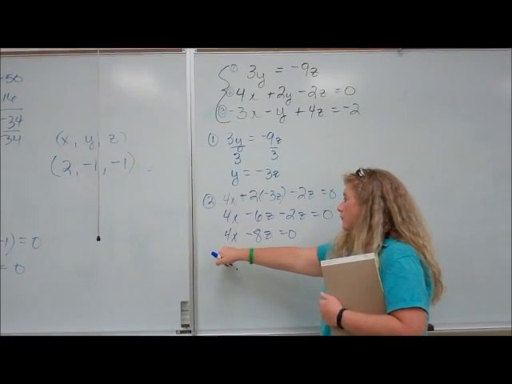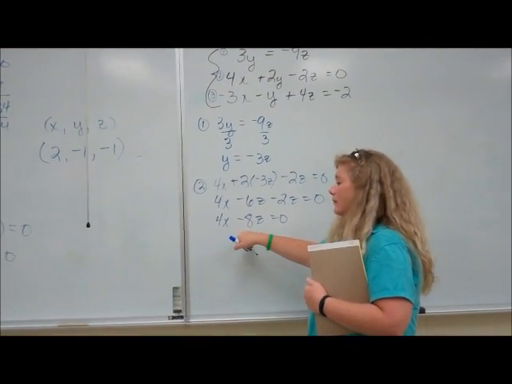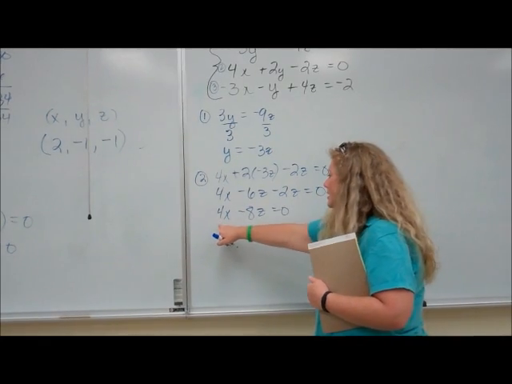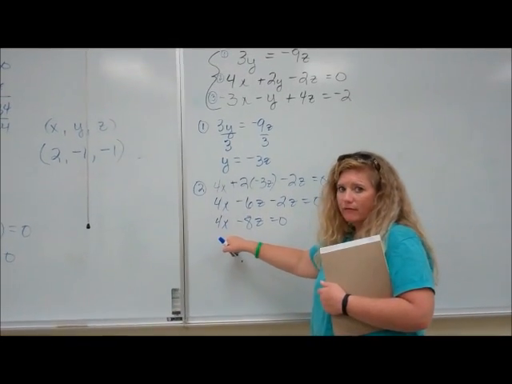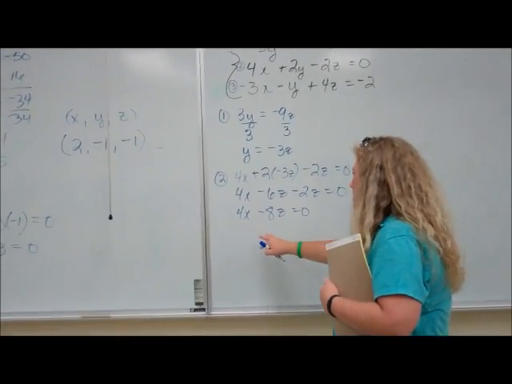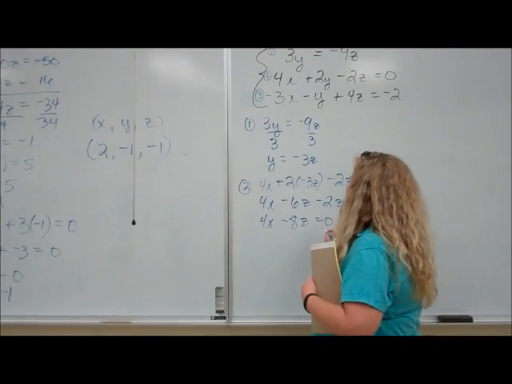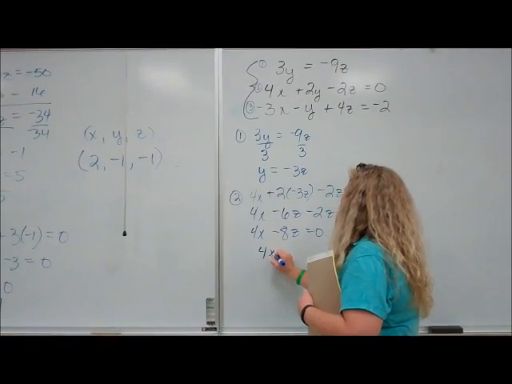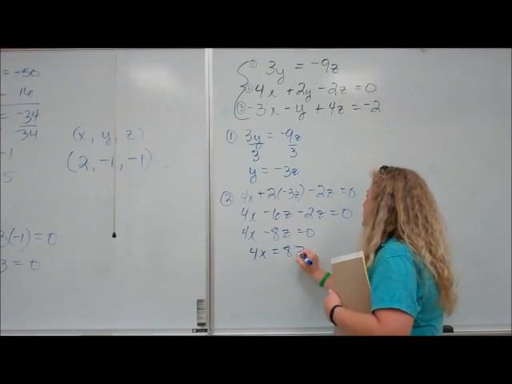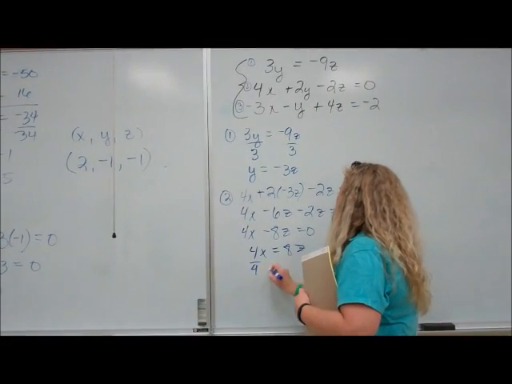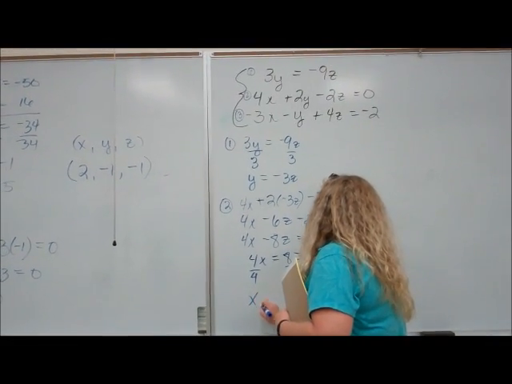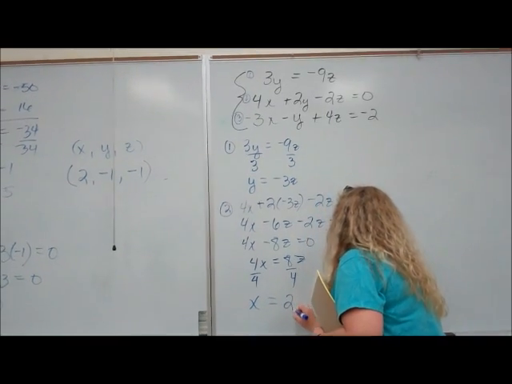Now we have 4x minus 8z equals 0. I see that 4 is a factor of 8, so I can easily solve for x. Let's solve for x on this, and you'll see why in a couple of minutes. When we add 8z to both sides, we've got 4x equals 8z. Divide by 4, and we've got x equals 2z.